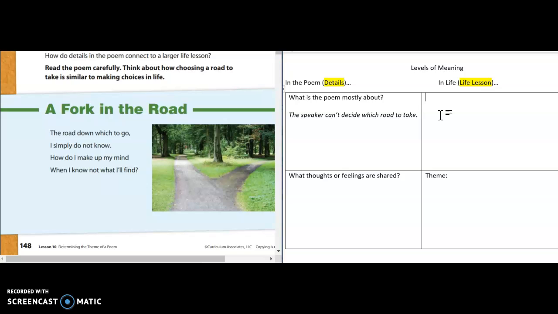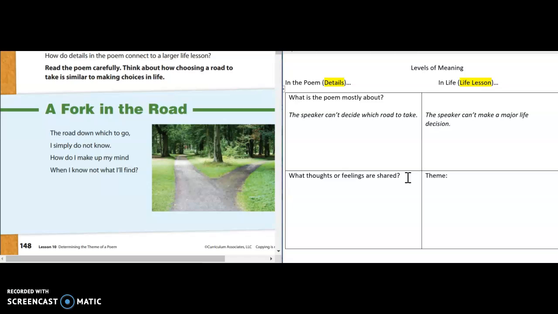So in life, the life lesson, I think that if we were going to kind of cover all of that, I might say something like the speaker can't make a major life decision. So there's something going on in our speaker's life, and he or she is having trouble deciding which route to take. Now we go down here to this third box.